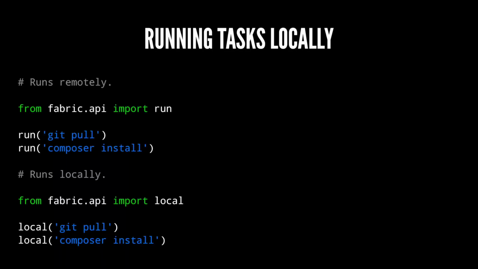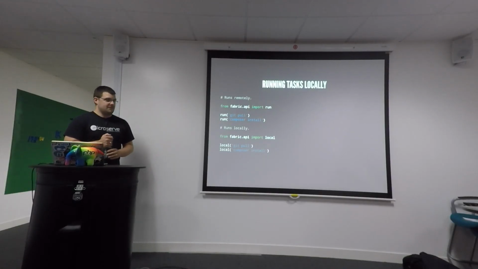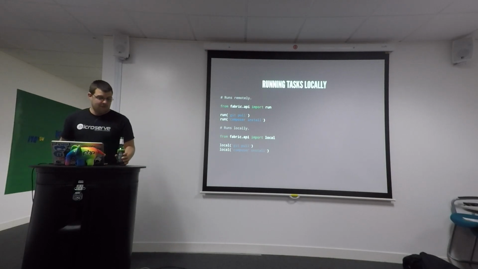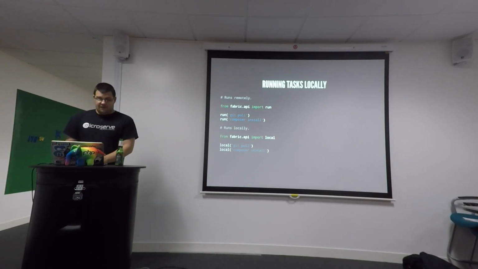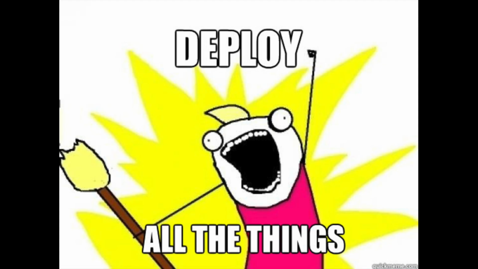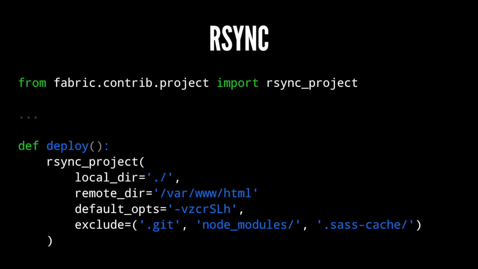This is pretty straightforward, actually. Rather than using run, we can import a different command called local, and that just runs things locally rather than remotely. So we can run things like git pull and composer install locally, rather than on the server. Then it's a case of just deploying everything.